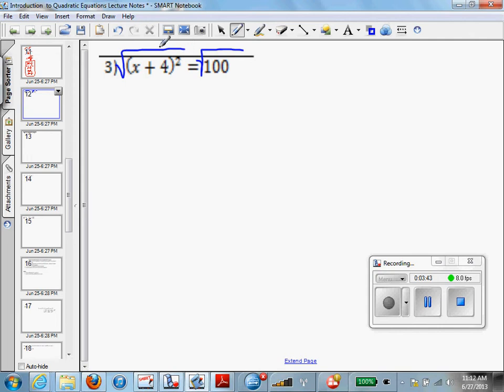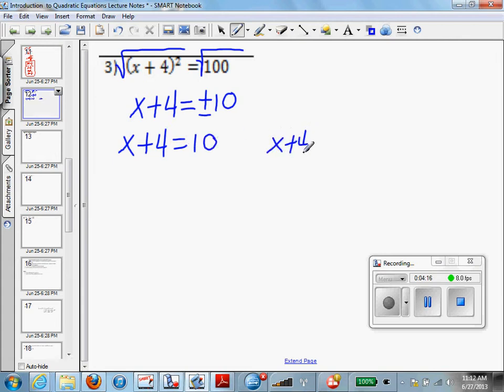This square root right here and the squared are going to cancel each other out, leaving us with what's inside, or just x plus 4. And on the right side, the square root of 100, well, remember when we take a square root, we're left with a plus and minus answer. And the square root of 100 is 10. Okay, at this point, you can work the problem as you usually would by breaking it into two pieces. You can break it into x plus 4 equals the positive 10, and x plus 4 equals the negative 10. This will ensure that you get both answers.